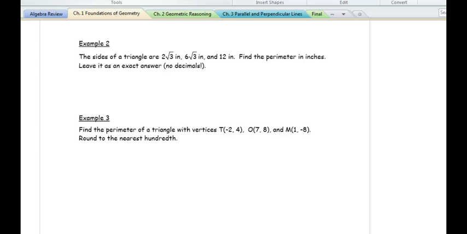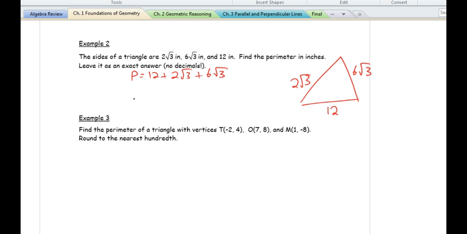So you're not going to use your calculator here. Make sure you're not using your calculator. I don't want any decimals. So we have some sort of triangle. We have 2 radical 3 as one side, 6 radical 3 as another side, and then 12 as our third side. Find perimeter is going to be 12 plus 2 radical 3 plus 6 radical 3. Only add up what you can. 12 plus, that's like adding 2x plus 6x, it becomes 8x, or 8 radical 3 inches. And that'd be your final answer.